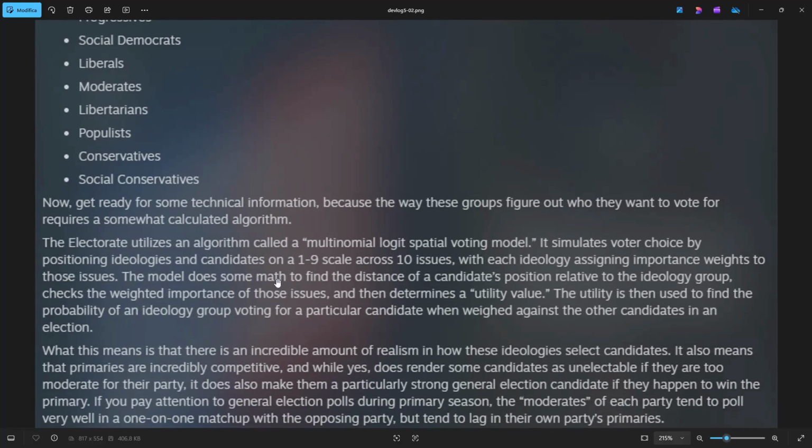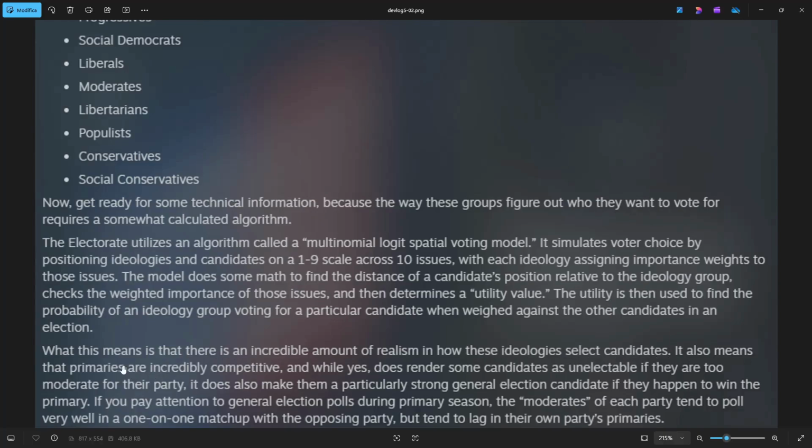The model does some math to find the distance of a candidate's position relative to the ideology group, checks the weighted importance of those issues, and then determines a utility value. The utility is then used to find the probability of an ideology group voting for a particular candidate when weighed against the other candidates in an election. What this means is that there is an incredible amount of realism in how these ideologies select candidates.